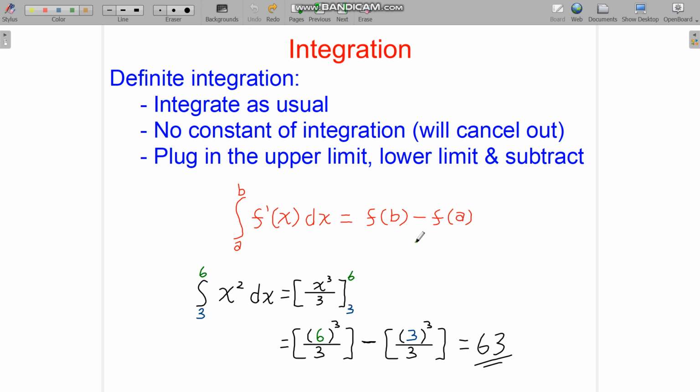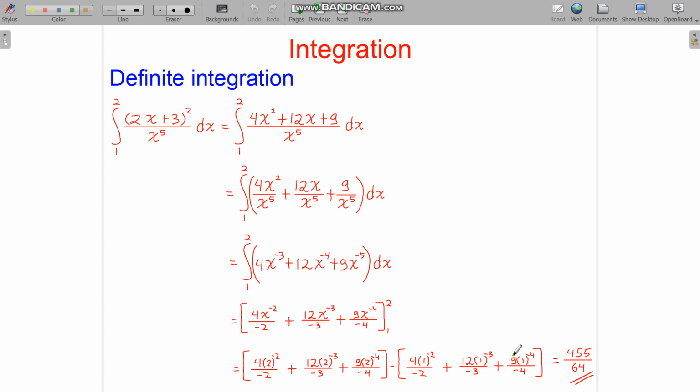So for example, the integral from 3 to 6 of x squared dx, the integral is, as usual, division line. The new power is 3, divided by 3, so x cubed over 3, and then we plug in 6, so we replace the x with 6, we replace the x with 3, and subtract, use a calculator, and we get the number.